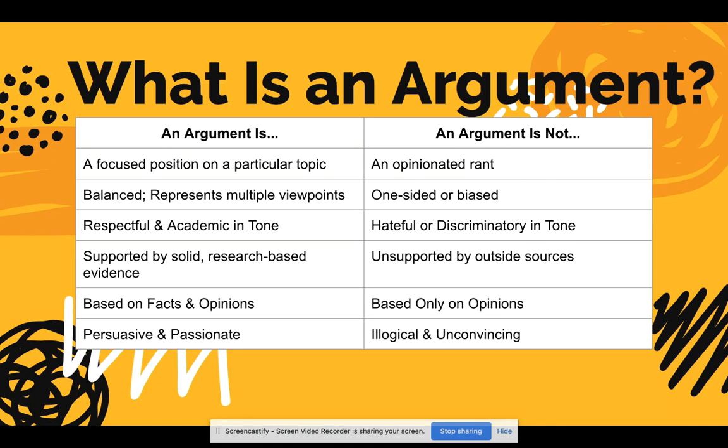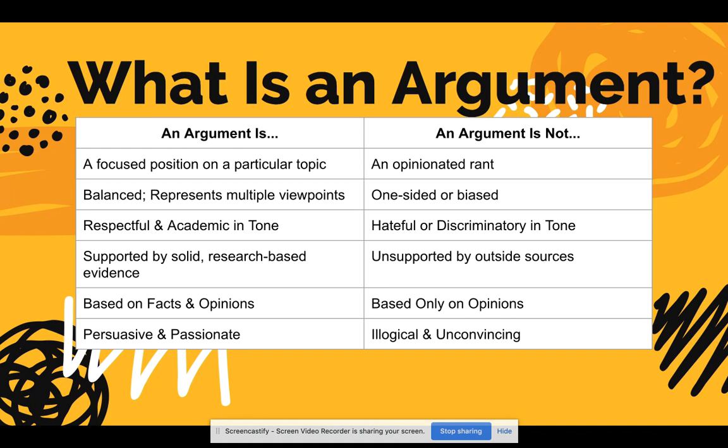It's really difficult not to get super passionate and polarizing about topics that you're very interested in or that you care about. So I have to teach you how to do that academically, while at the same time still remaining passionate and persuasive. So an argument is a focused position on a particular topic. It's not an opinionated rant. An argument is balanced, which means that it has multiple viewpoints, not just one opinion.